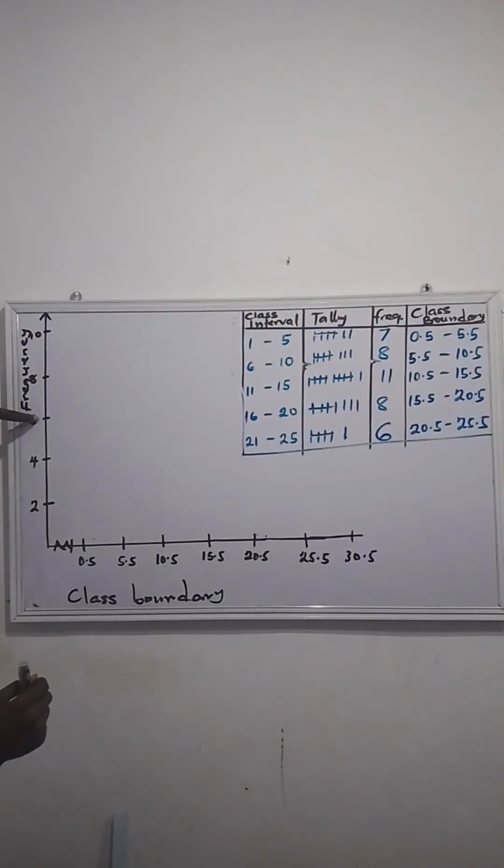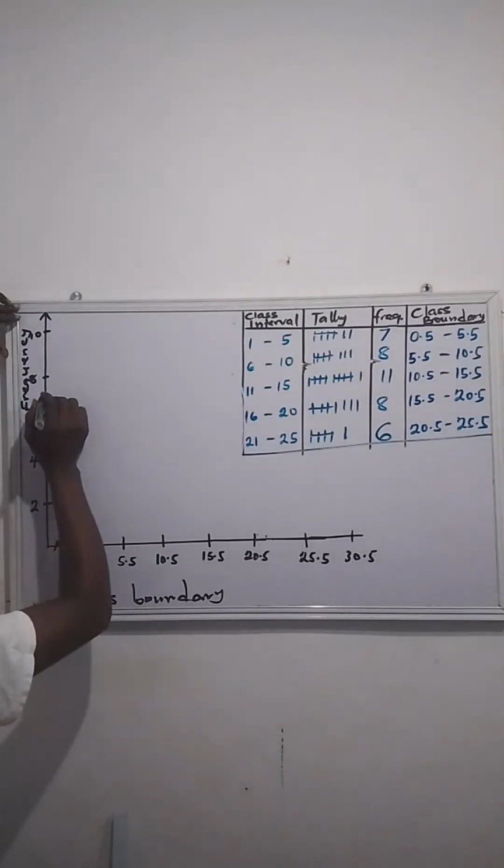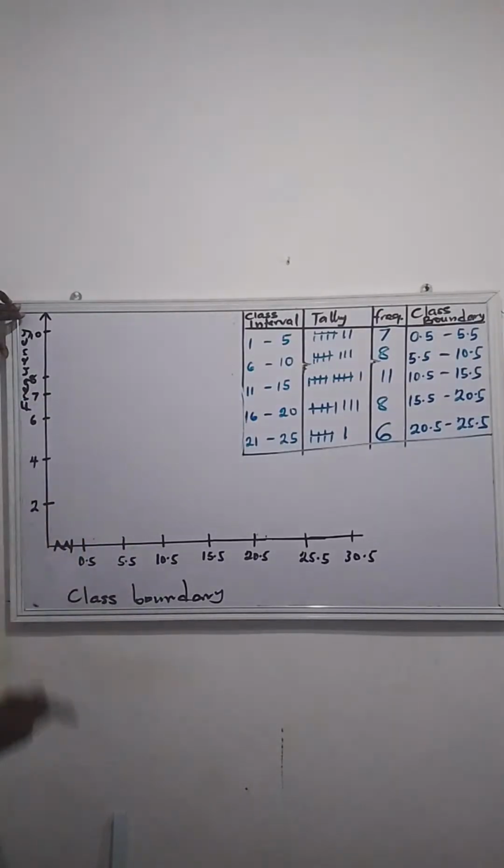So I said that we have 10 boxes here. You count 5 boxes up, because I make use of 2 centimeters to represent 2 units here. So that means this place is going to be 7. You just count 5 boxes up from 6, so that's how you arrive at your 7.